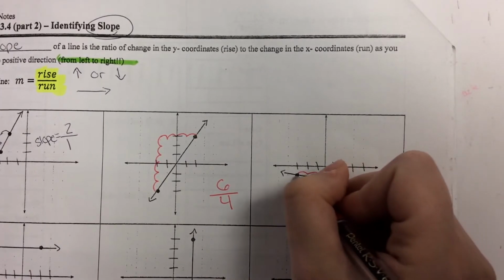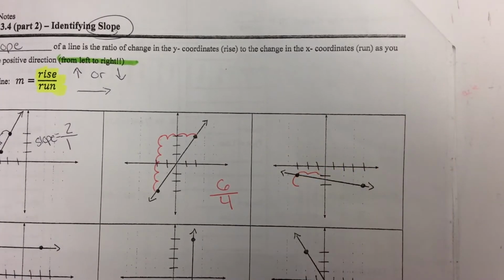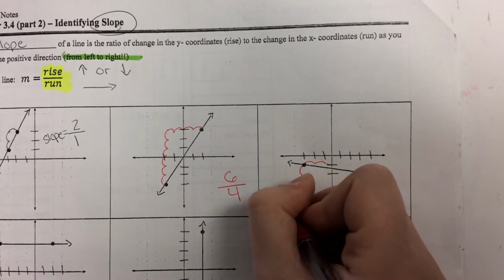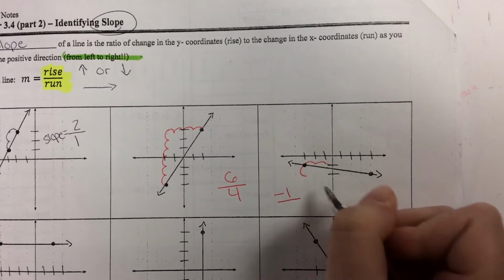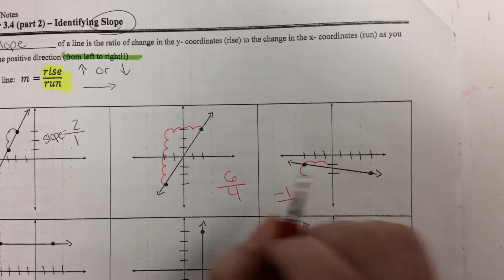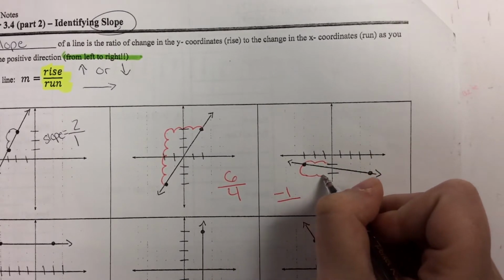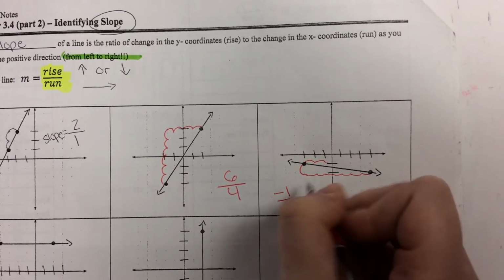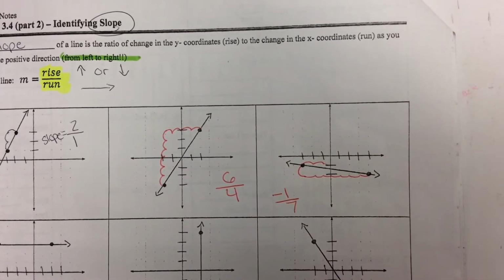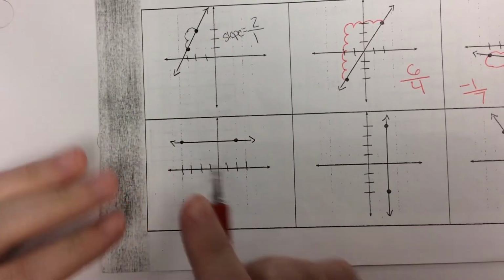Okay, so we're going to go down 1. With our slope, we're going to have -1 because we went down. Down is a negative direction. And then we can do our run from left to right. 1, 2, 3, 4, 5, 6, 7. -1/7.